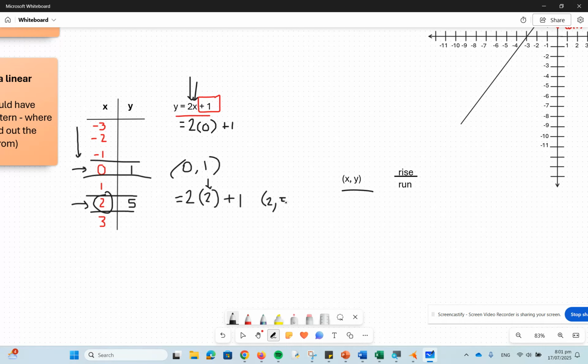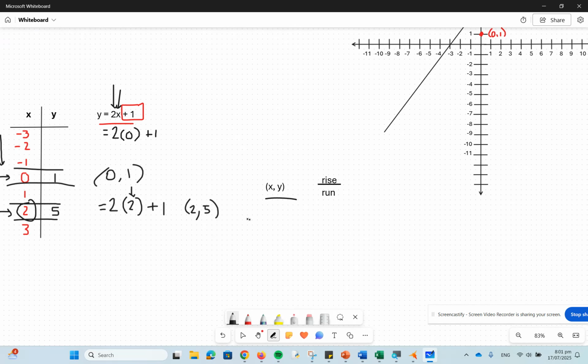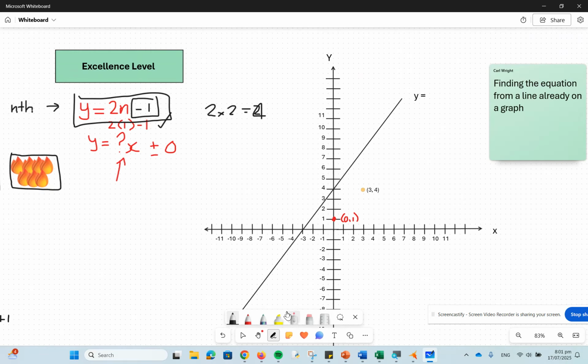Awesome, I've got 2 points now. I only need 3 to plot my line. So 2 across and 5 up. Okay, 2 across and 5 up. Here's the 2, and 5 is there. Oops, I should have done it in red. 2 and 5 is there.